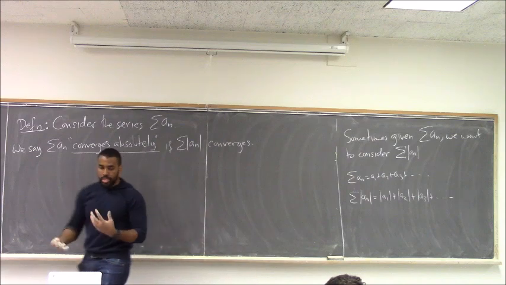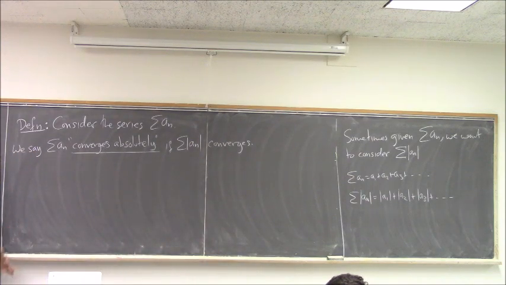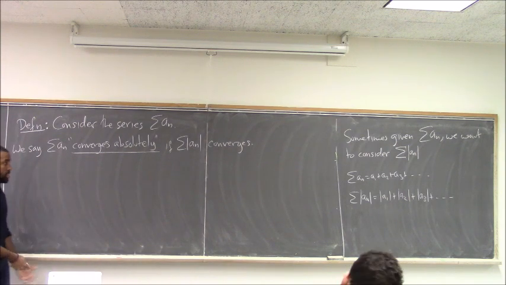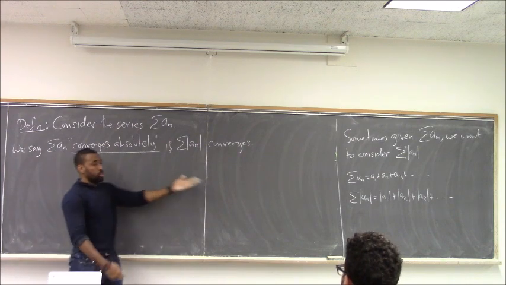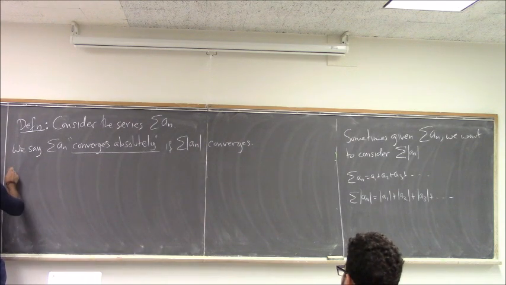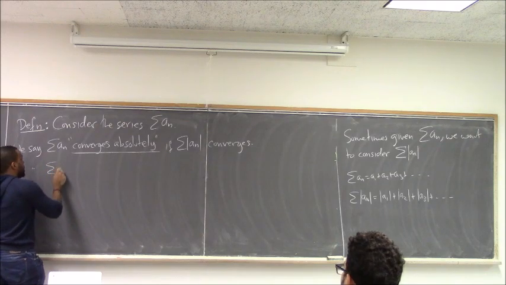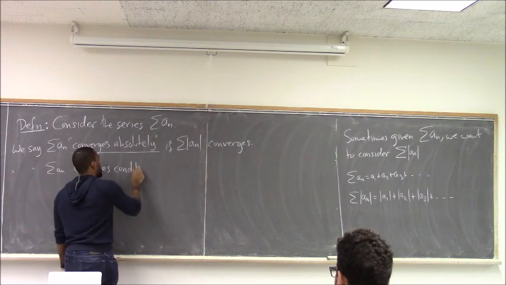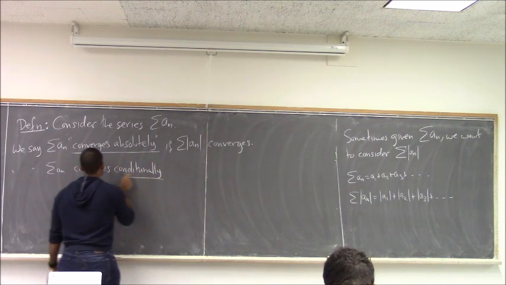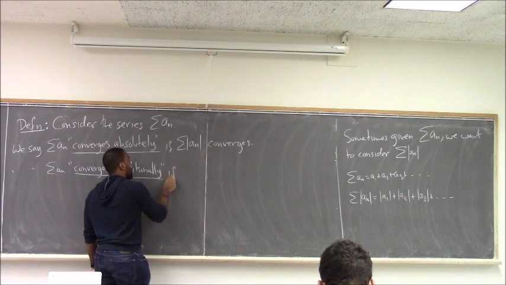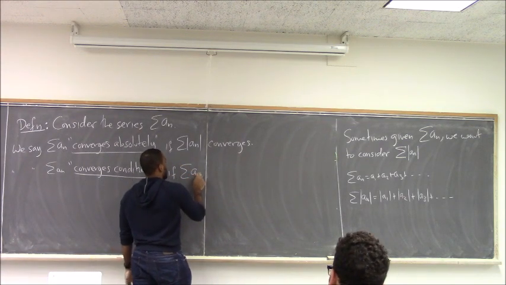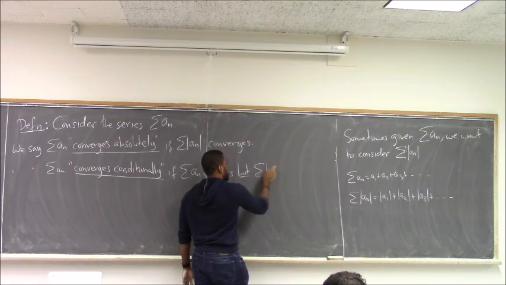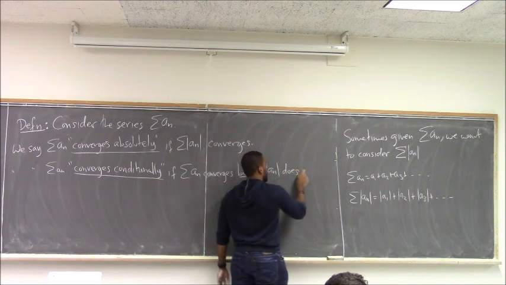So I have a series, I'm adding up an infinite number of things in a list. If I throw absolute values around each of those individual things and it still adds up to something meaningful, I say it converges absolutely. We say an converges conditionally. So we have absolute convergence and we have conditional convergence. If an converges, but if I put absolute values around it, it does not converge.